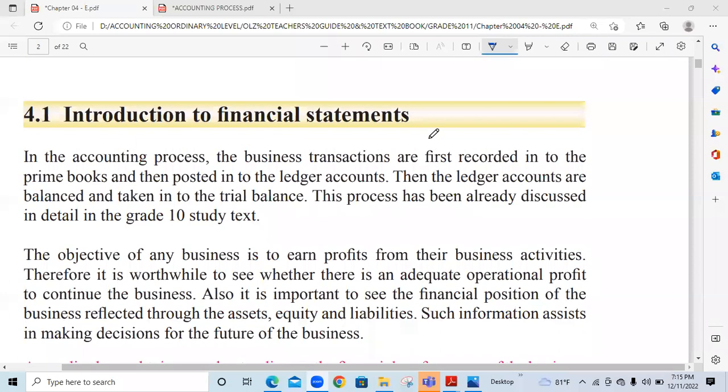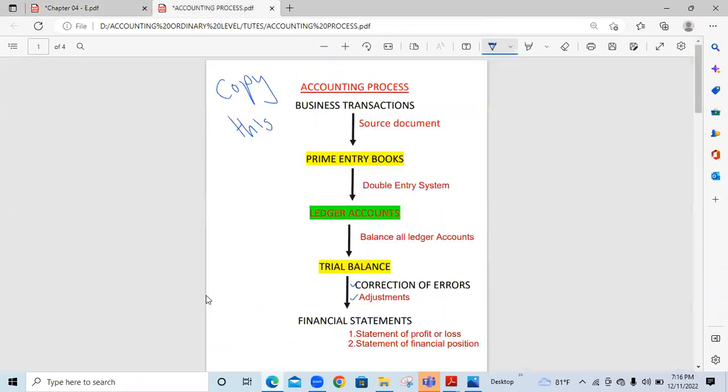Okay, now guys, see here, in the accounting process, the business transactions are first recorded in prime entry. Just now I explained, for every transaction the first place you record is the prime entry books. After you record in prime entry, you will post them to the ledger. Then the ledger accounts are balanced and you prepare the trial balance. This is what you study in grade 10. So in grade 10, guys, you stop here, right? You study up to correction of errors. In the grade 10 syllabus, you stop here. The remaining, you study in grade 11.